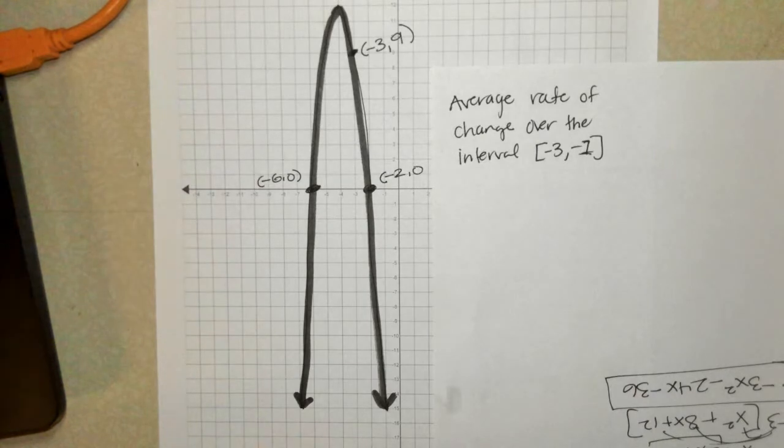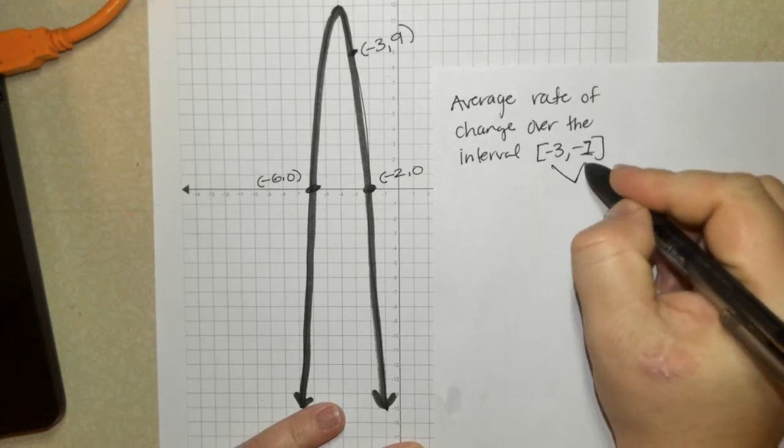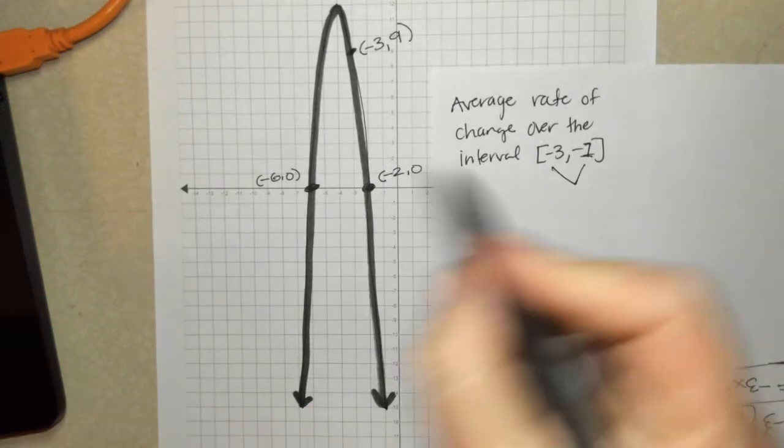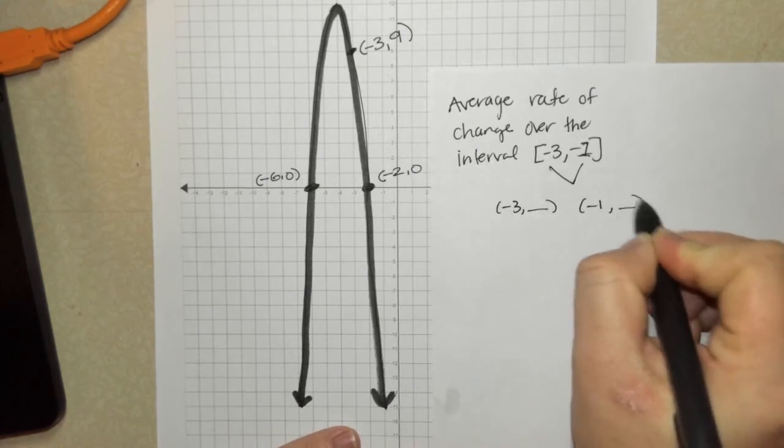The third part of this problem asks you to identify the average rate of change over the interval -3 to -1. A lot of times students are familiar with the words average rate of change and the word interval, but what does this really mean? Remember, interval is always in terms of x values. So this really means x = -3 and this means x = -1.